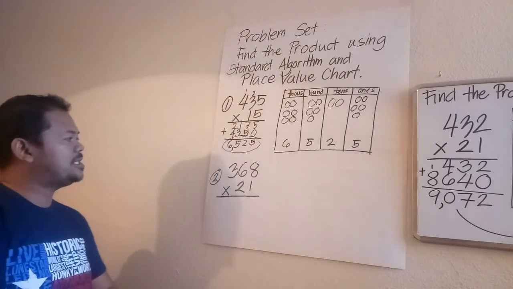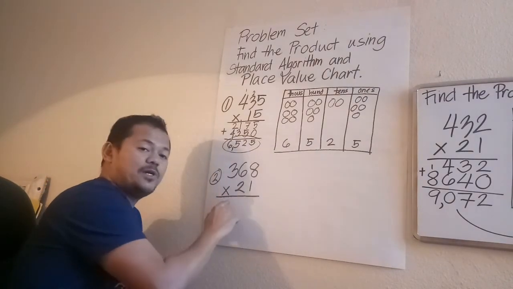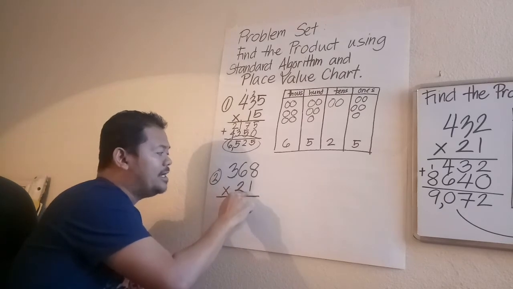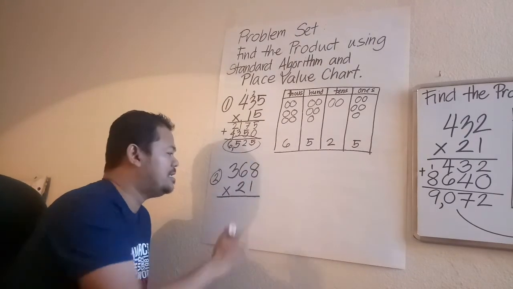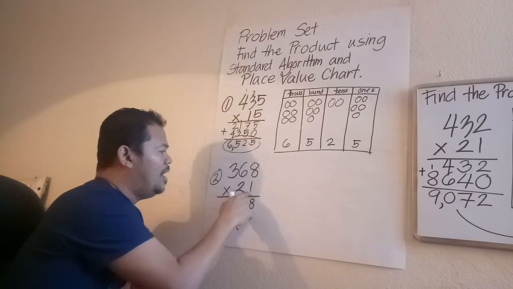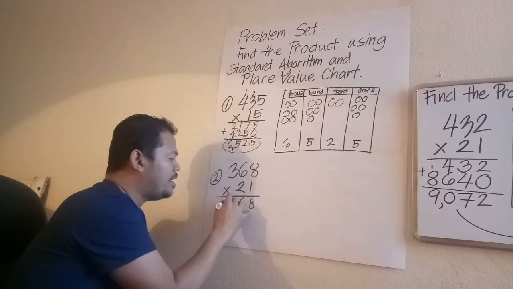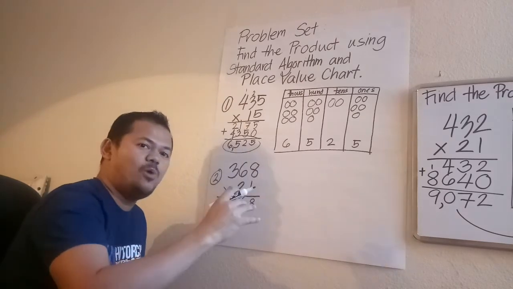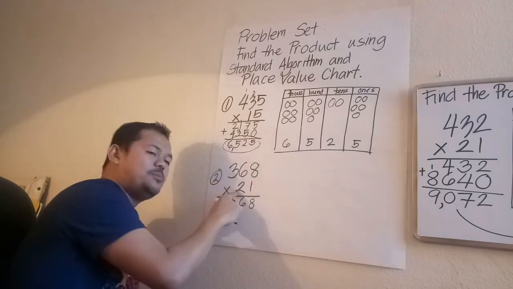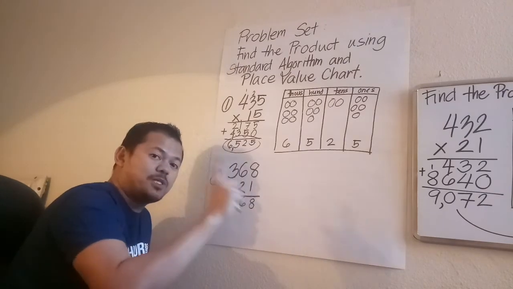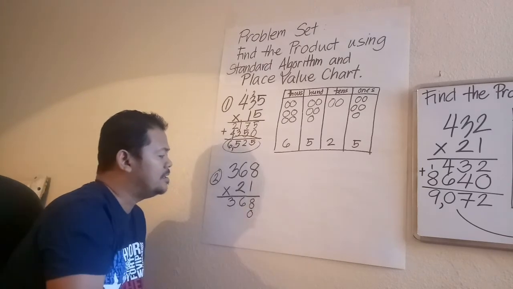So by answering your 368 times 21, we can answer first our multiplier, which is 21. Start with 1 first. Okay? So 1 times 8 is equals 8. 1 times 6 equals 6. 1 times 3 equals 3. Any number you multiply to 1 is the same number. Okay? Then, that's the time you may proceed with your second multiplier, which is 2. But, always remember, you are going to write here 0. Very good. There you go.